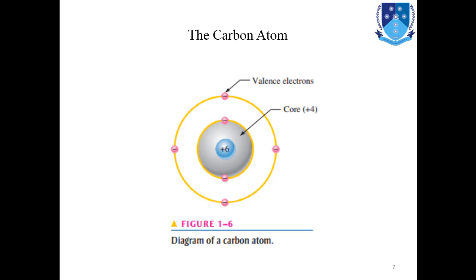Here you can see a carbon atom with atomic number 6. In the nucleus there are 6 protons and 6 neutrons. The gray shaded area is termed the core. In this area we have 6 protons and 2 electrons, so collectively the charge is plus 4 on the core, while there are 4 electrons in the second shell, which is also the valence shell for the carbon atom.